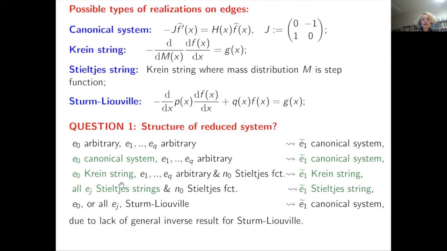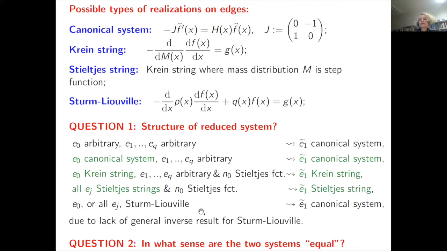Now, if E0 was, for example, a Krein string, and the other strings were arbitrary, but in addition, we know that our function N0 that we constructed was a Stieltjes function, then we can also choose E1 tilde, the new part, to be a Krein string. If all the Ej were Stieltjes strings and N0 is a Stieltjes function, we can also choose E1 tilde to be a Stieltjes string. And now comes the disappointment. Well, if E0 or even all the Ej are Sturm-Liouville, we can only say that E1 tilde can be chosen to be a canonical system due to a lack of a general inverse result for Sturm-Liouville, unlike the others.